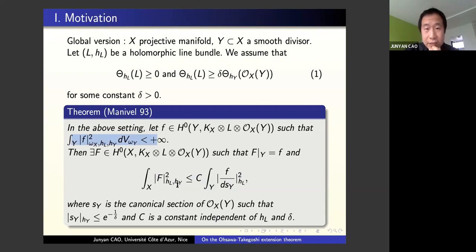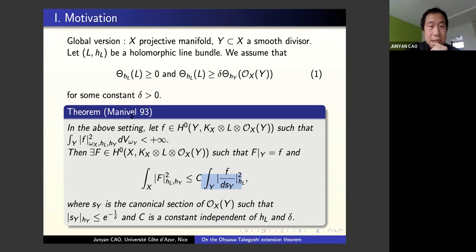Now I would like to explain a little bit here. In this theorem we have two norms of small f. One L2 norm is this one, and the other L2 norm is this one. In the case where Y is smooth, we can easily prove that these two L2 norms are equivalent. But in the case where Y is simple normal crossing, the finiteness of this L2 norm does not imply the finiteness of this L2 norm. For this part, I will explain it later.